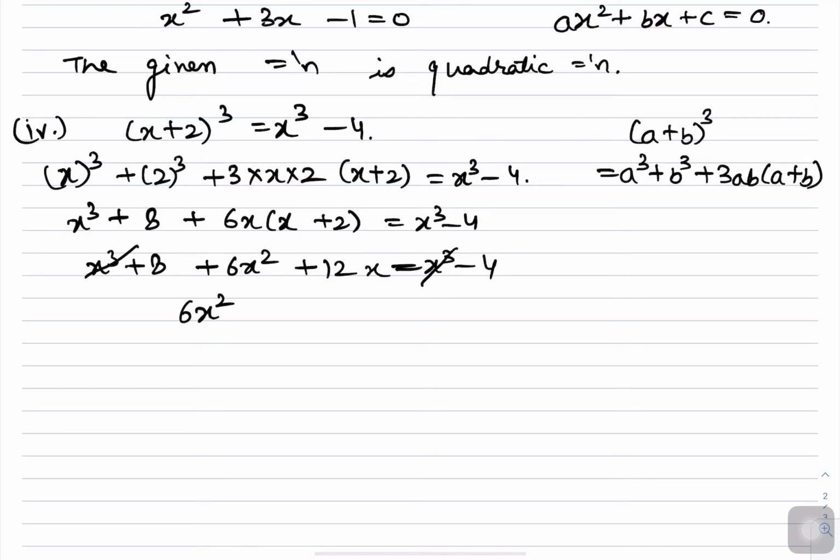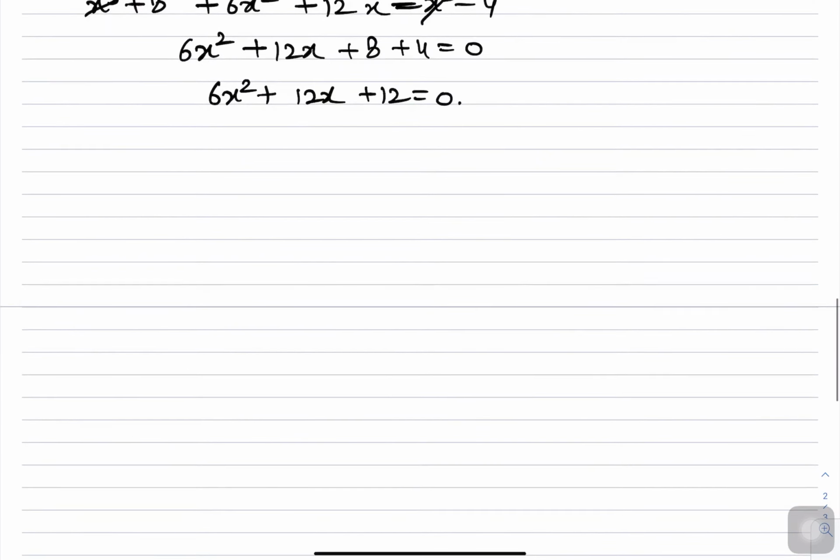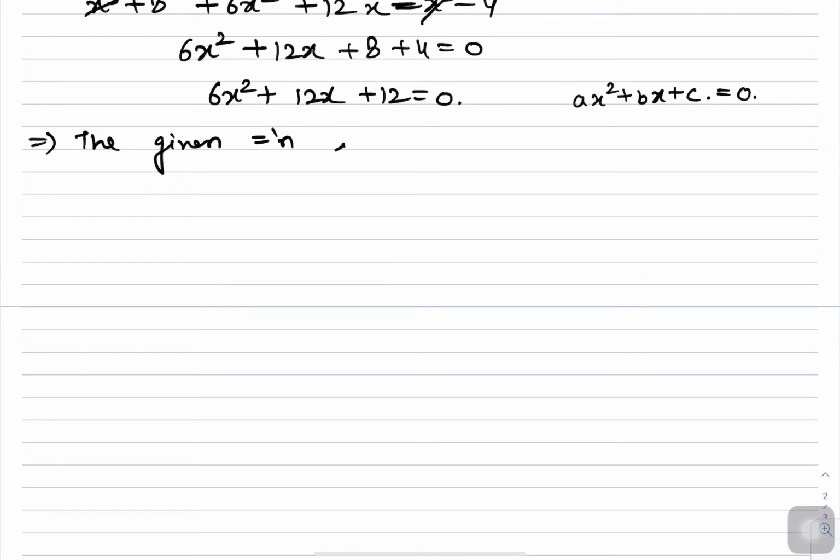We are left with 6x square plus 12x plus 8 plus 4 is equal to 0. 6x square plus 12x plus 12 is equal to 0. So it is again of the form ax square plus bx plus c is equal to 0, which implies the given equation is a quadratic equation. Hopefully you understood the concept of how to find it.